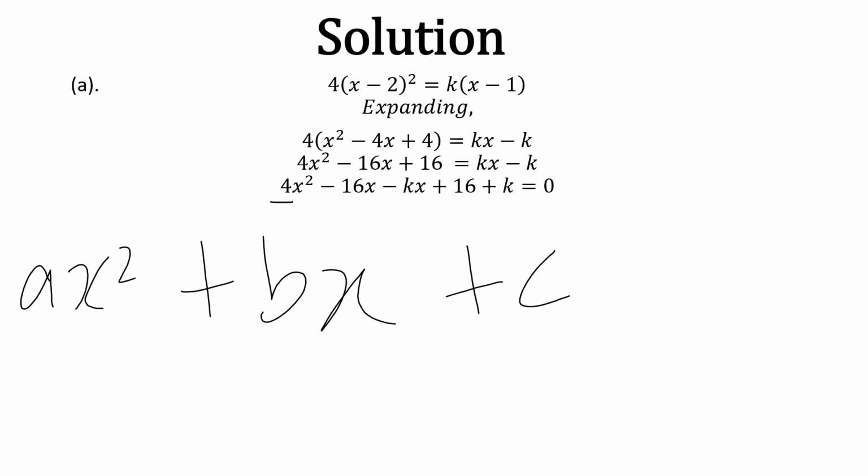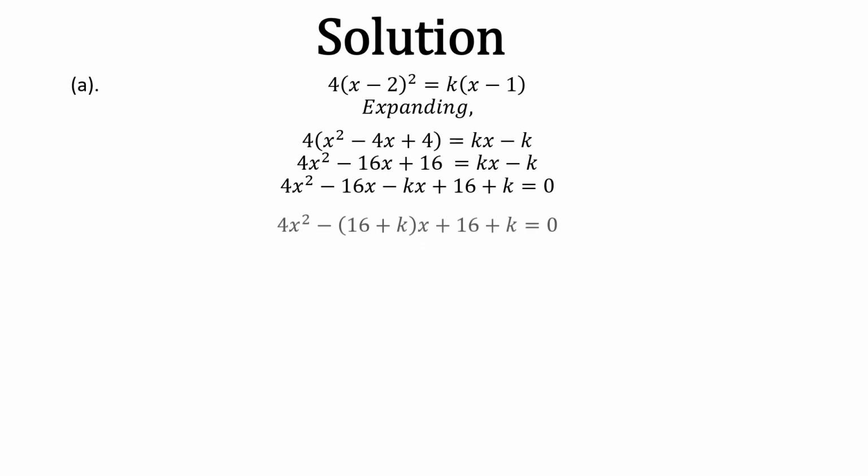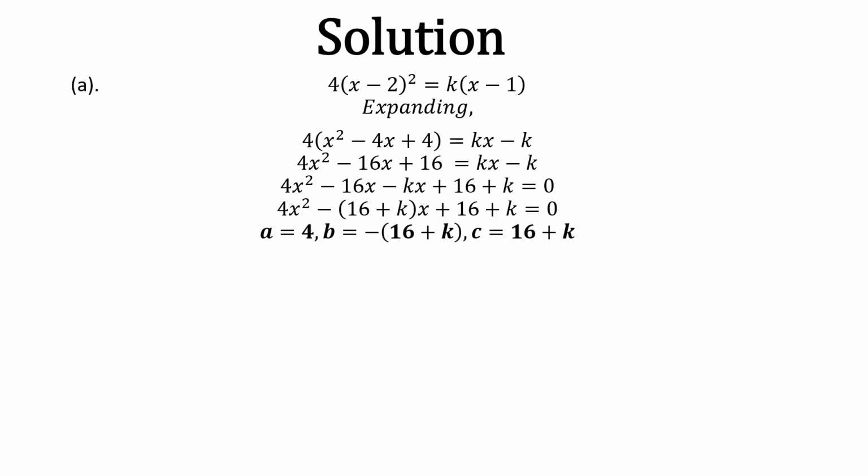So what do we get? 4x² − (16 + k)x + 16 + k = 0. We brought minus 1 out, as you can see. So a is equal to 4, b is equal to −(16 + k), that one is in bracket, and c is equal to 16 + k, since they are the ones with no x, or the power of x in them is 0.